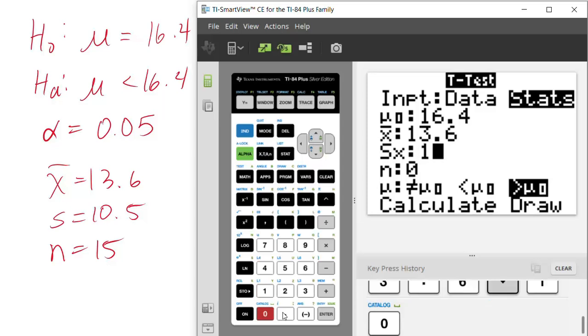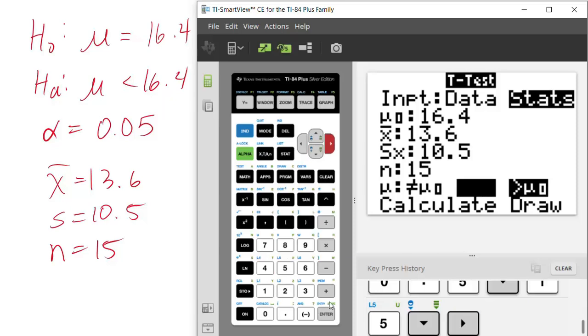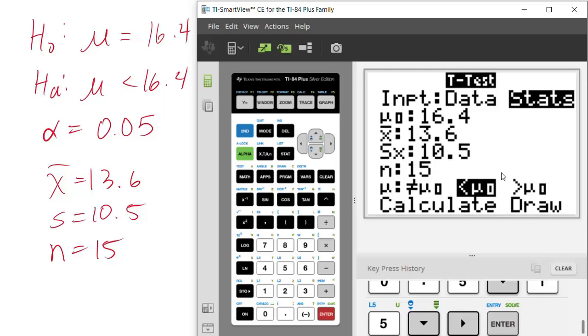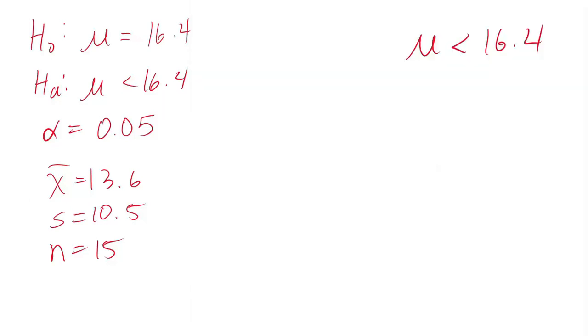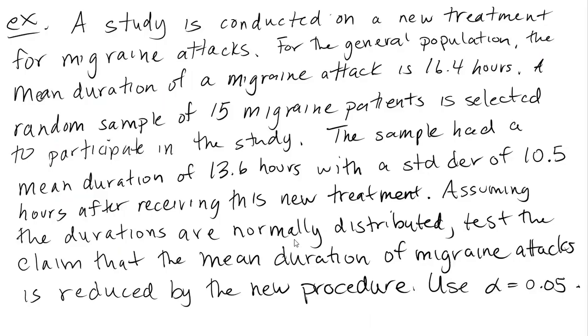The sample standard deviation was 10.5 hours. The sample size was 15. And the claim in the problem is that the mean has been reduced, which means it's less than what it was for the general population, so we want to select the less than symbol. To recap what's going on here, 13.6 is clearly less than 16.4, but we're taking this from a sample of size 15. Oh, I forgot to point this out, but we have a small sample size, but it's okay because we're told that the durations are normally distributed.